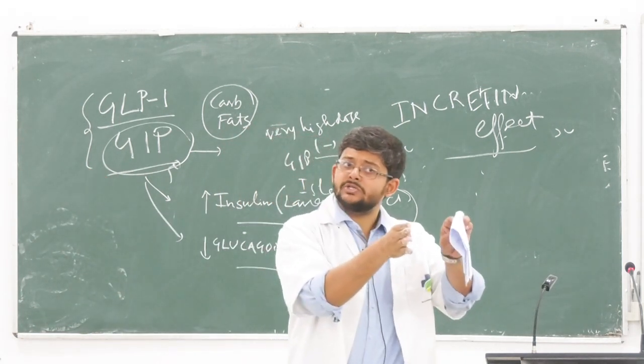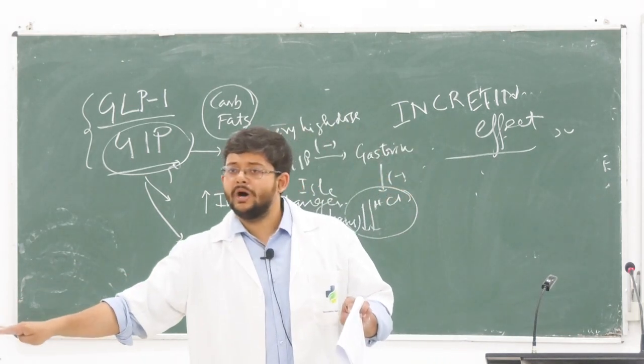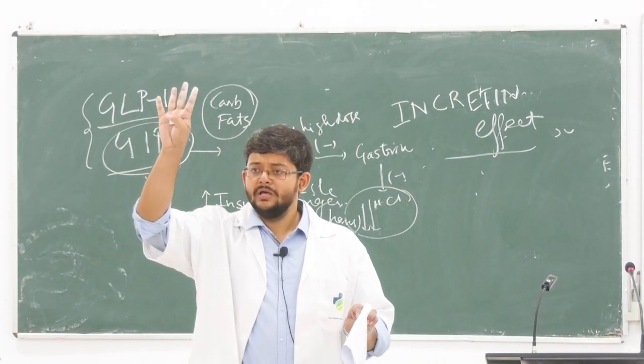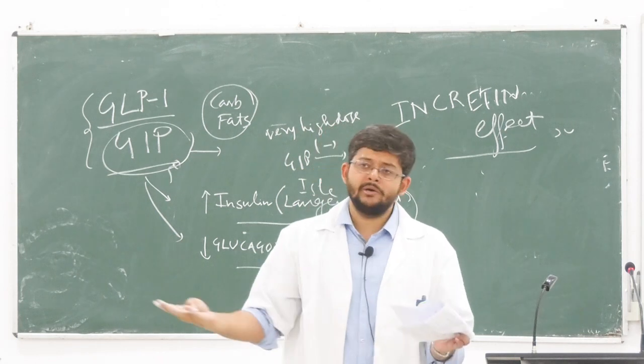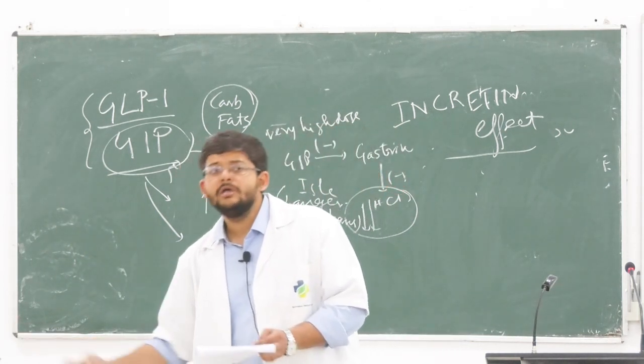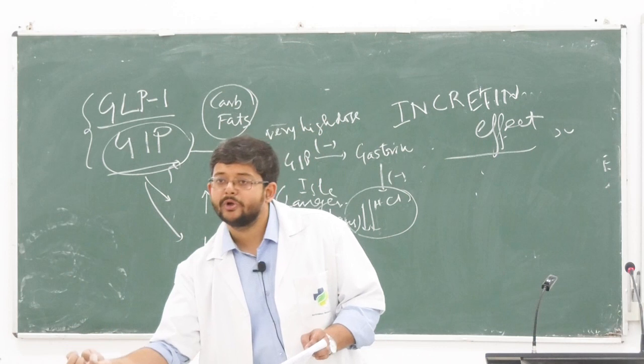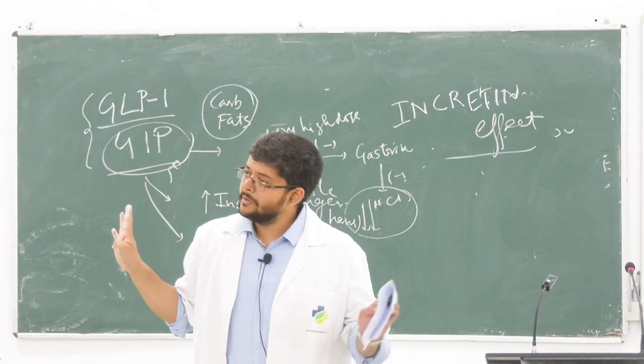Carbohydrate absorption, if I can slow it down, sugar level will not go high that much. Clear everybody? Similarly, if I can increase insulin, definitely sugar level will be brought down. If I can reduce glucagon, sugar level will be brought down. Clear everybody?